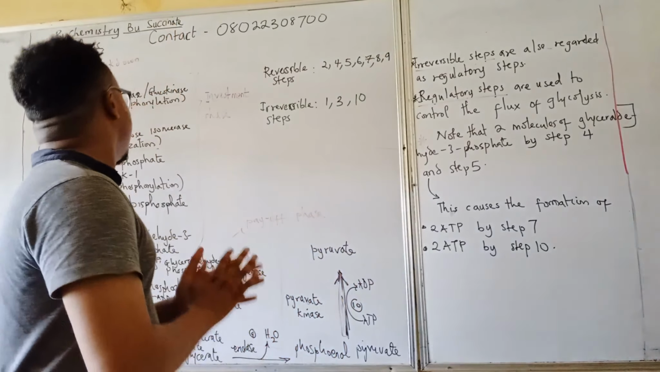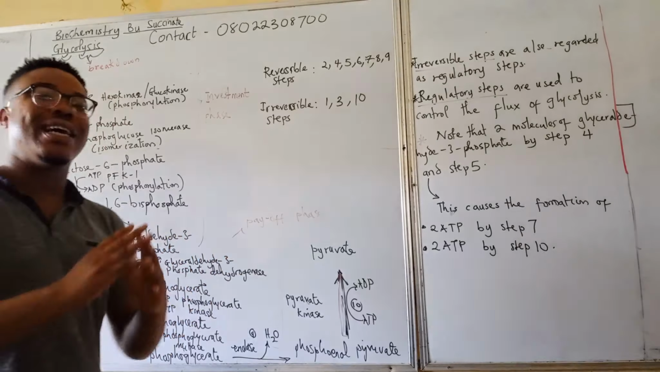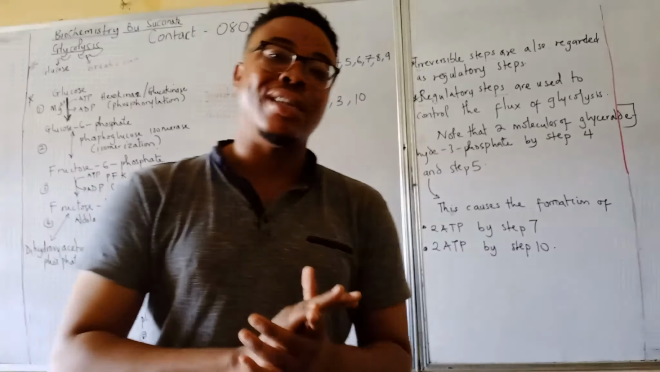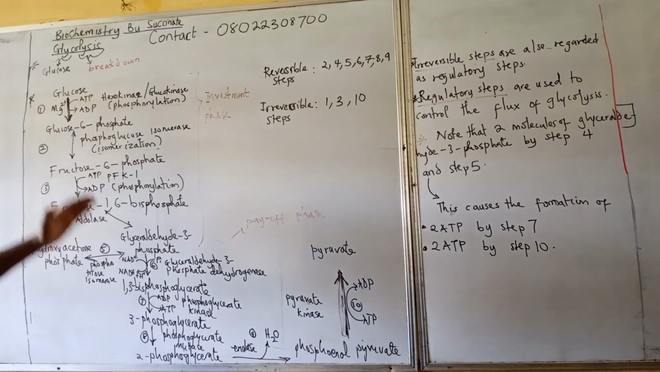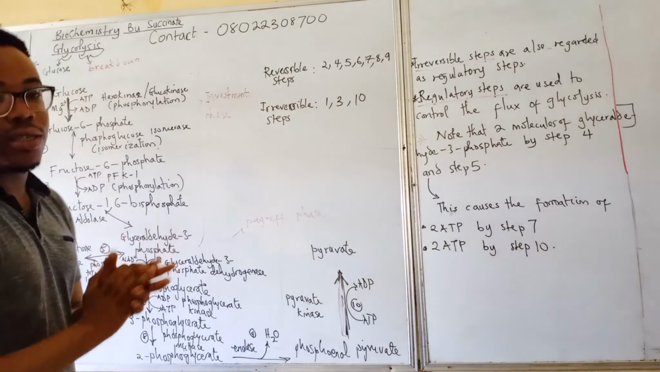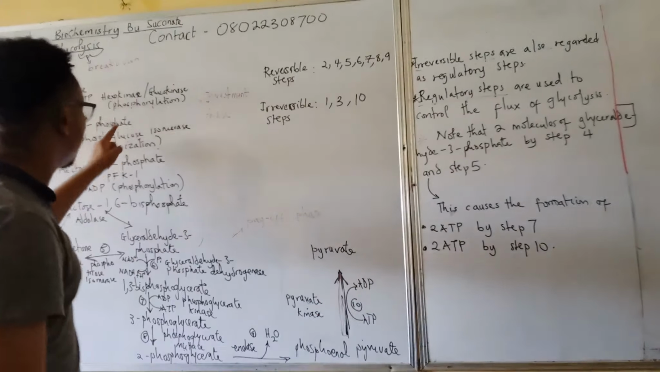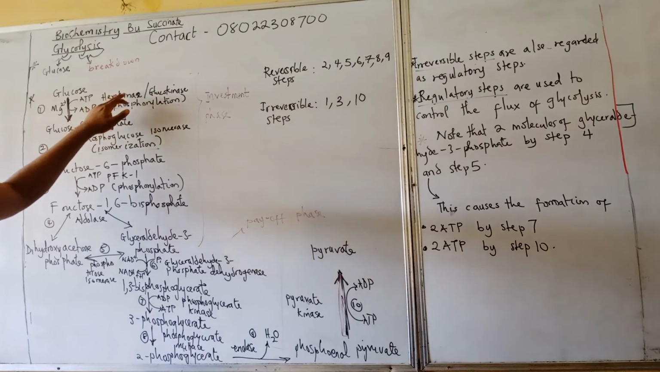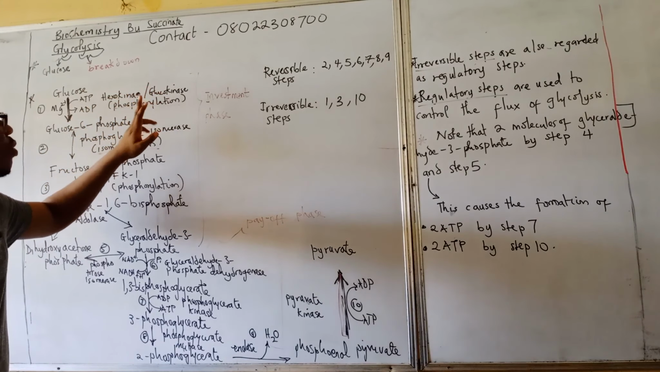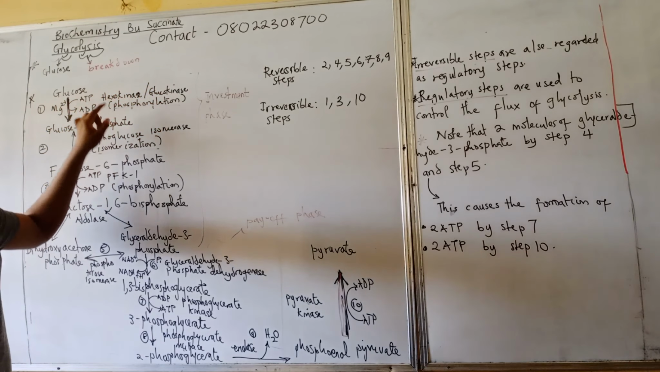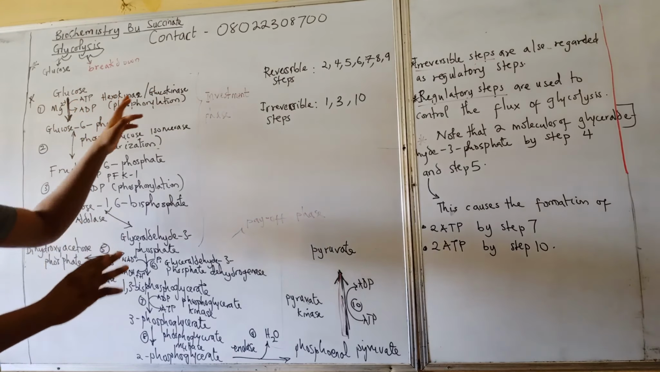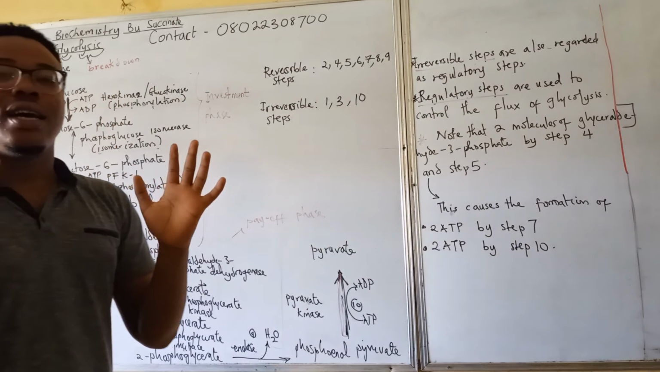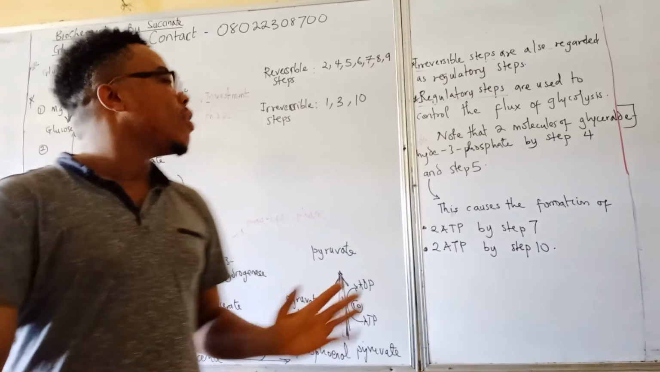Then, as I've said before, there is a series of 10 steps in glycolysis, starting from glucose as the initial metabolite. Glucose is the starting material and it is acted upon, as shown here, by the enzyme hexokinase or glucokinase. Please take note of the distinction. Hexokinase and glucokinase are both isoenzymes of each other.